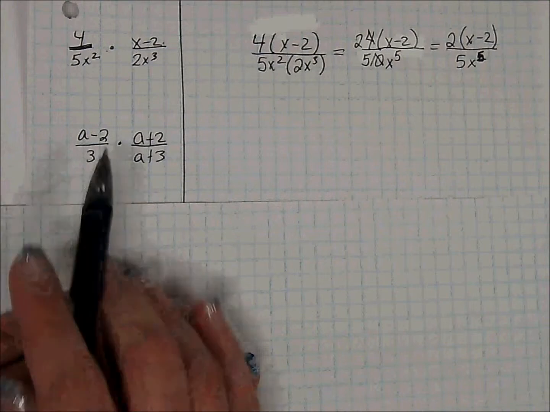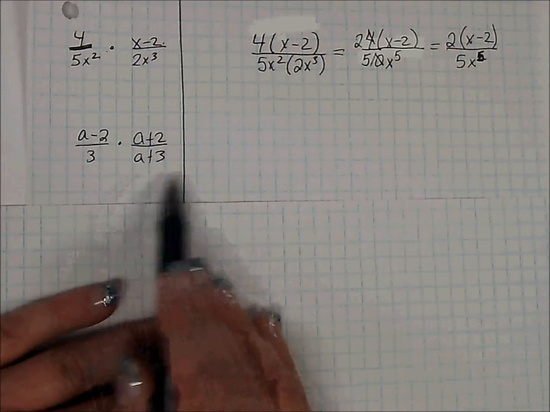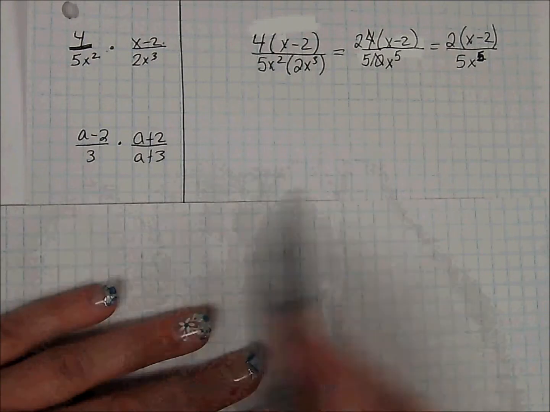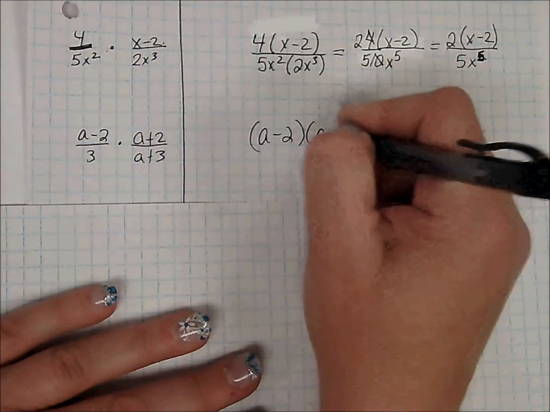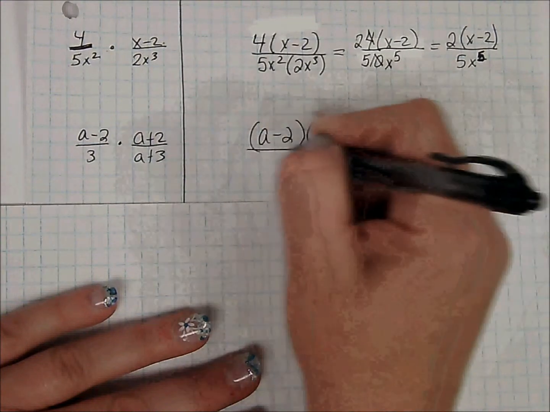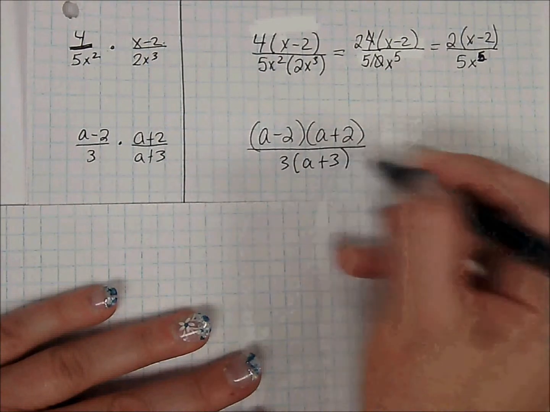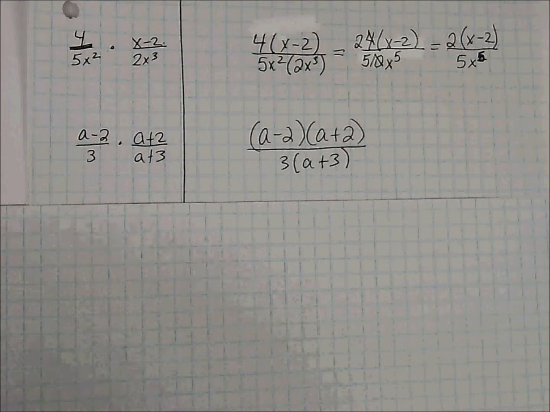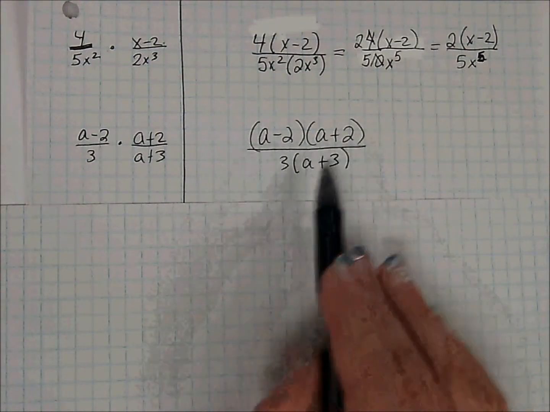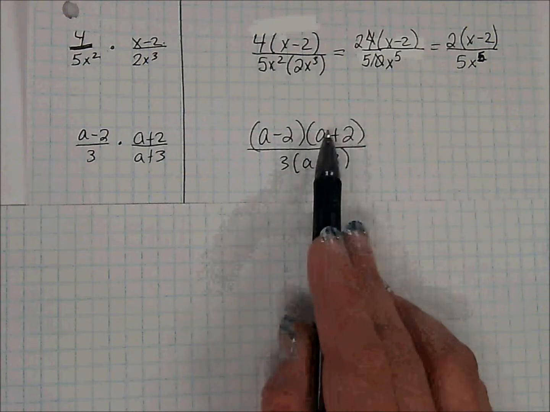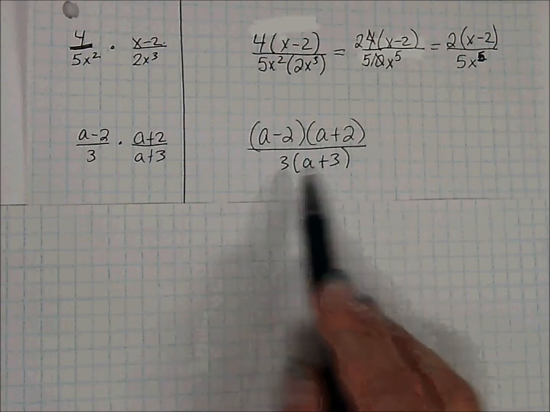Now we have a minus 2 divided by 3 times a plus 2 divided by a plus 3. So again, multiply the top, multiply the bottom, multiply the numerators, a minus 2, a plus 2. On the bottom, 3 times a plus 3. Now I'm going to tell you right now, that's the answer. If you look, there's nothing I can take out of the top or the bottom. This is a plus 3, but this is a plus 2. This is subtraction with a 2. This is a 3. I'm done.